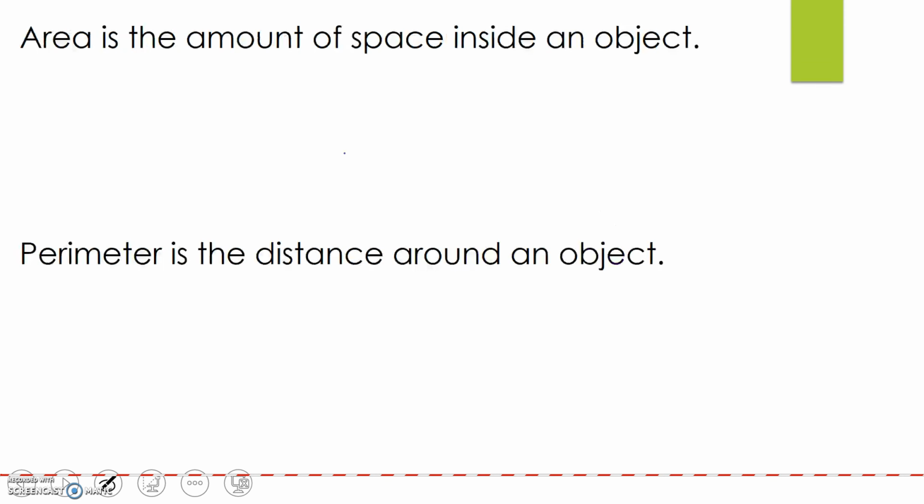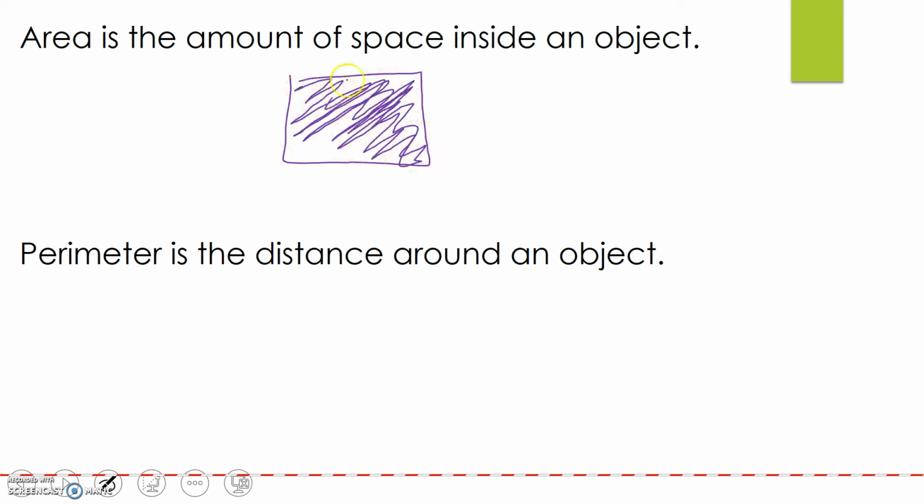So area is the amount of space inside of an object. So like if I were mowing the yard, I would want to know all of the area that I'm trying to mow. While perimeter is just the distance around. So if I was putting up a fence in my yard, I would want to know the perimeter.